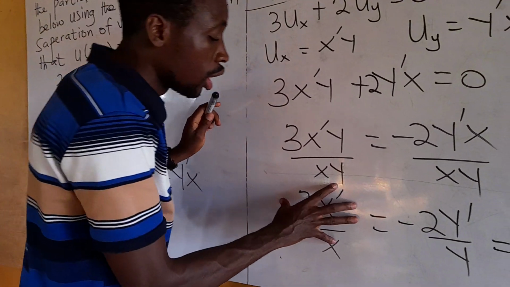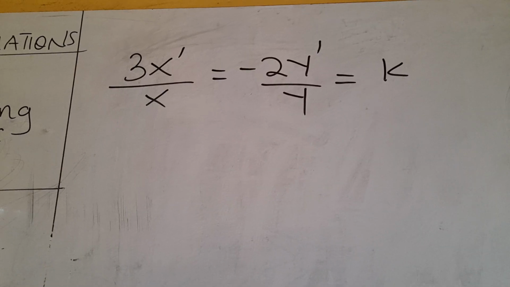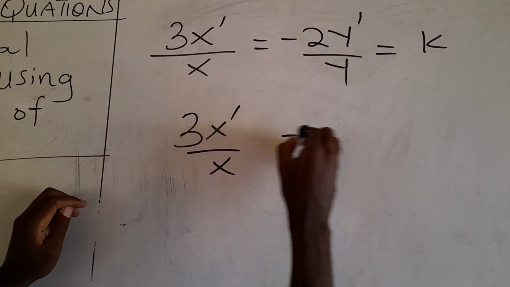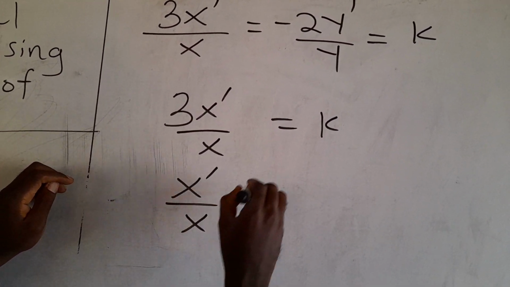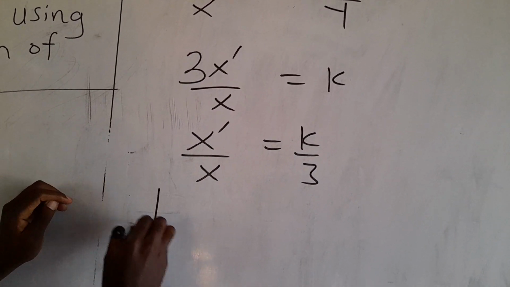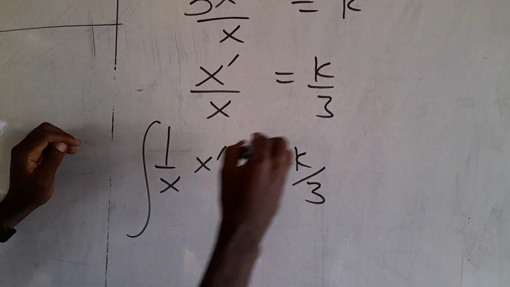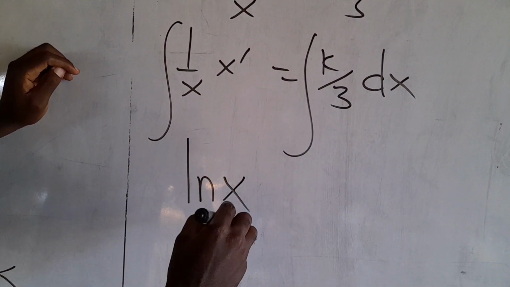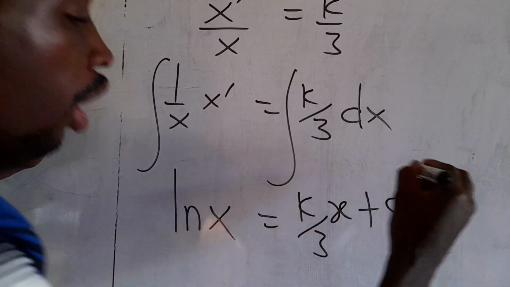What next? You take each of these, equate it to k, and find the function of x and the function of y. So let's take the first one. 3 X prime over X is equal to k. We divide both sides by 3. We get X prime over X equal to k over 3. So we can rewrite this as 1 over X times dX/dx equal to k over 3. Then we integrate both sides with respect to x. So we'll have ln X equal to, this is a constant, so k over 3 x, plus our constant c.